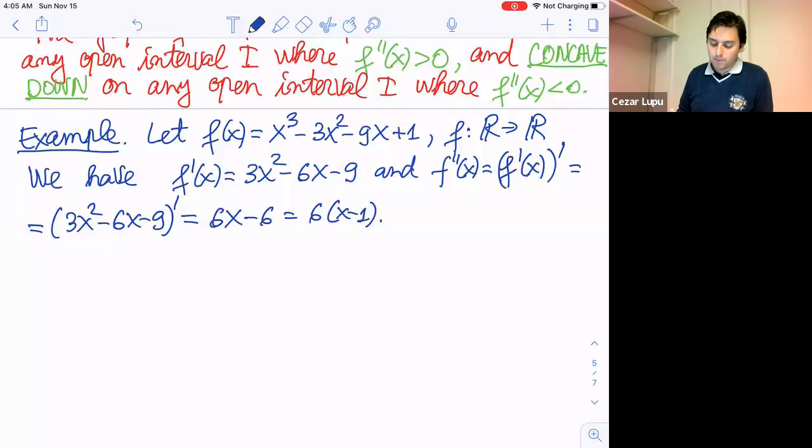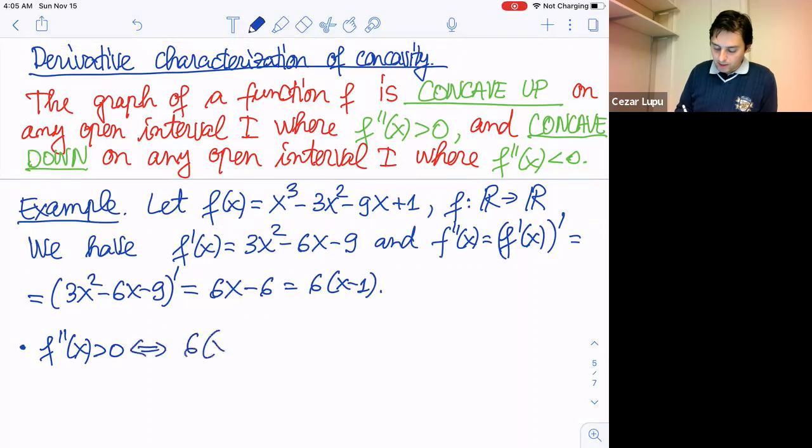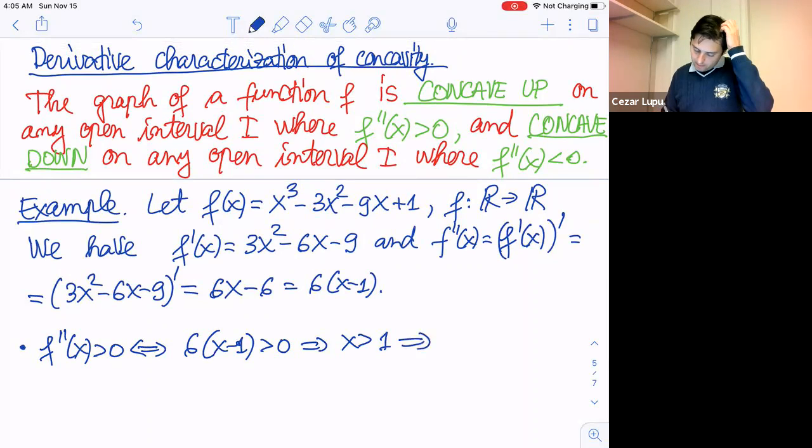And now, based on the derivative characterization of concavity, we have the following. f second prime of x is positive, right? Which is equivalent with 6 times x minus 1 being positive, which implies that x is greater than 1. So from this it follows that f is concave up.